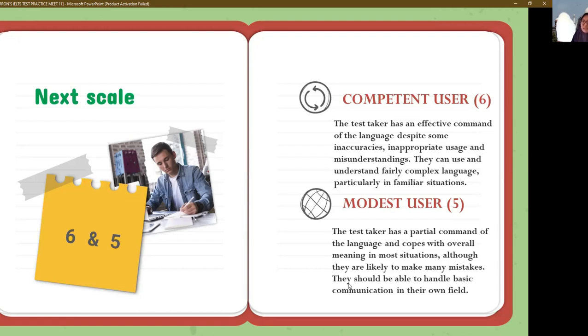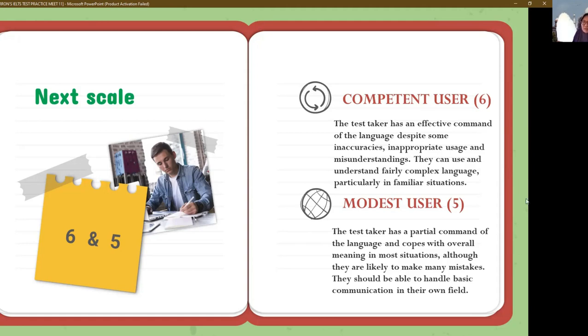For band 6, here we call it as the competent user. The test taker here is a competent user, has an effective command of the language despite some inaccuracies, inappropriate usage, and misunderstandings. They can use and understand very complex language, particularly in a familiar situation.